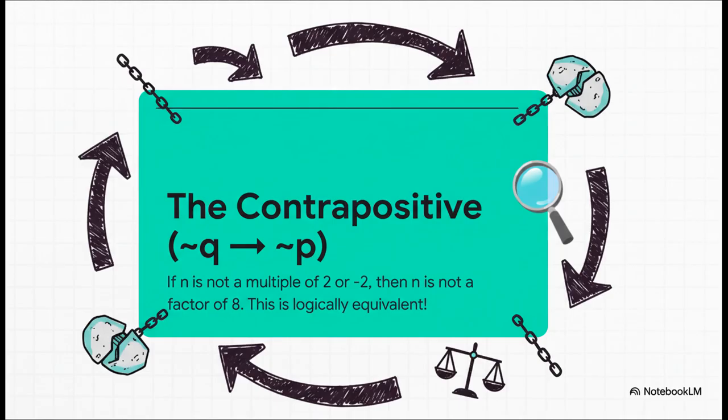And here is the whole point. The contrapositive is the only one of these three that is always, and I mean always, logically the same as the original statement. If the original is true, the contrapositive is true. If it's false, the contrapositive is false. It's like a rock-solid logical twin.